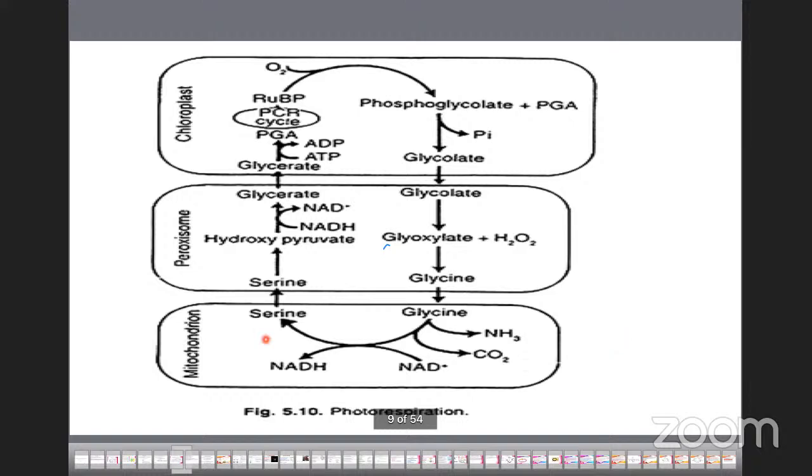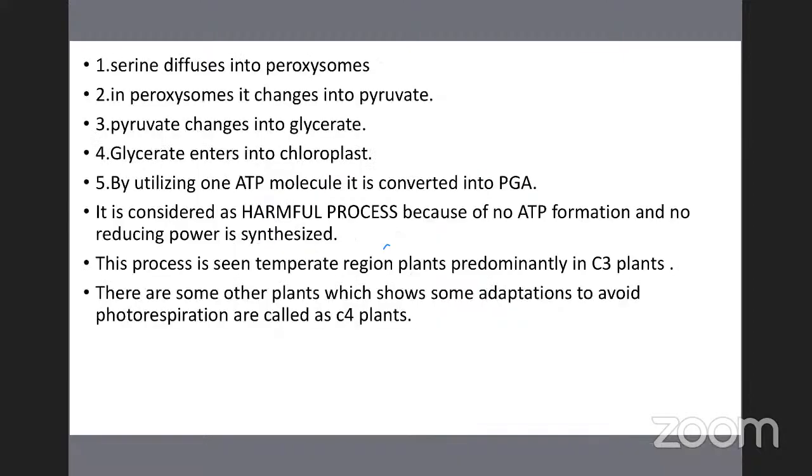Now this serine from mitochondria diffuses into peroxisomes, and in the peroxisomes, serine is changed into pyruvate. Pyruvate changes into glycerate, and this glycerate diffuses into the chloroplast. In the chloroplast, by utilizing one ATP, it turns into PGA, which results in the formation of RuBP. Again, this is treated as regeneration of RuBP. So again, it starts the same procedure. In this way, photorespiration will be completed.